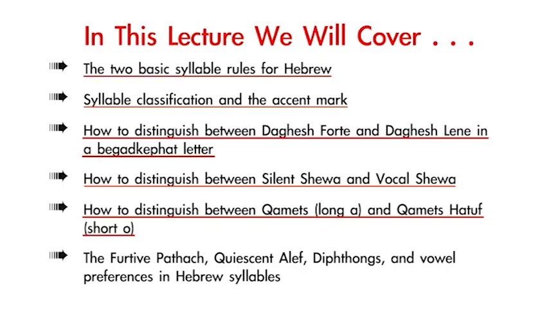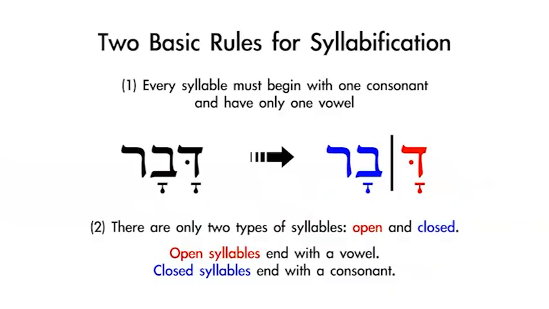And finally, we'll cover the topic of the furtive pathach, the quiescent aleph, Hebrew diphthongs, and vowel preferences in Hebrew syllables. All of these topics are very important, and the better we learn them here, the easier Hebrew will be later for us. First, let's look at the two basic rules for syllabification in Hebrew.